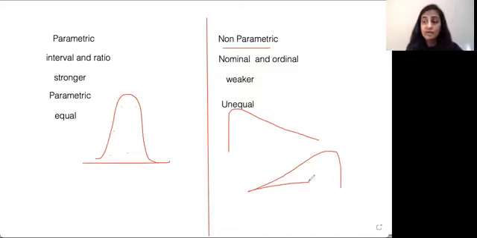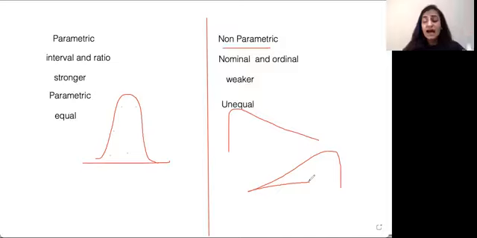So parametric, always remember, they're stronger tests. It's always going to be equal groups. The dependent variable will either be interval or ratio. That's your parametric. Whereas your non-parametric is nominal and ordinal. They are weaker. They cannot be generalized to the population. They have unequal groups, and the distribution is going to be skewed. Is this clear? Is everyone clear about what is parametric and what is non-parametric?